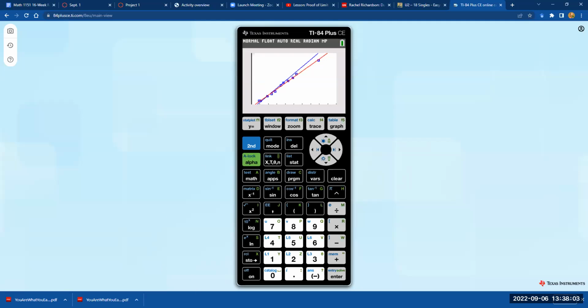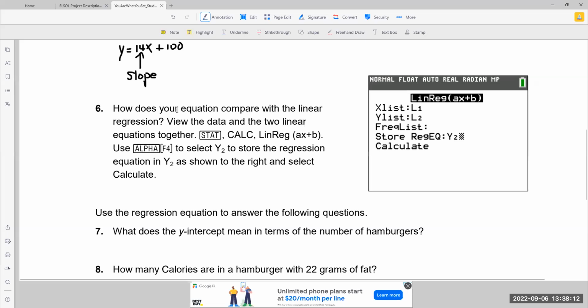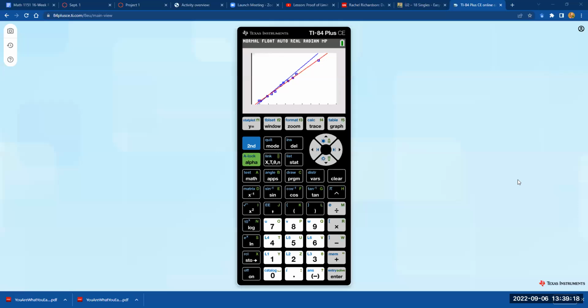So you should be able to answer now the question, how does your equation compare with linear regression? Okay, so you should have been able to compare the two. And let's look at the last set of questions here.